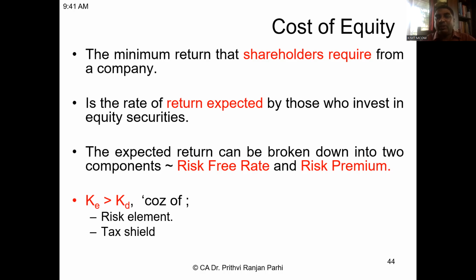What the shareholders will expect depends on many things. But definitely shareholders will expect the minimum return, which is called the risk-free rate of return, plus something extra that they are asking for, which is called the risk premium. This concept also we have learned earlier. Suppose a shareholder, without taking any risk, is earning 6%. When he is investing in equity, he will be expecting more because he is taking a risk.